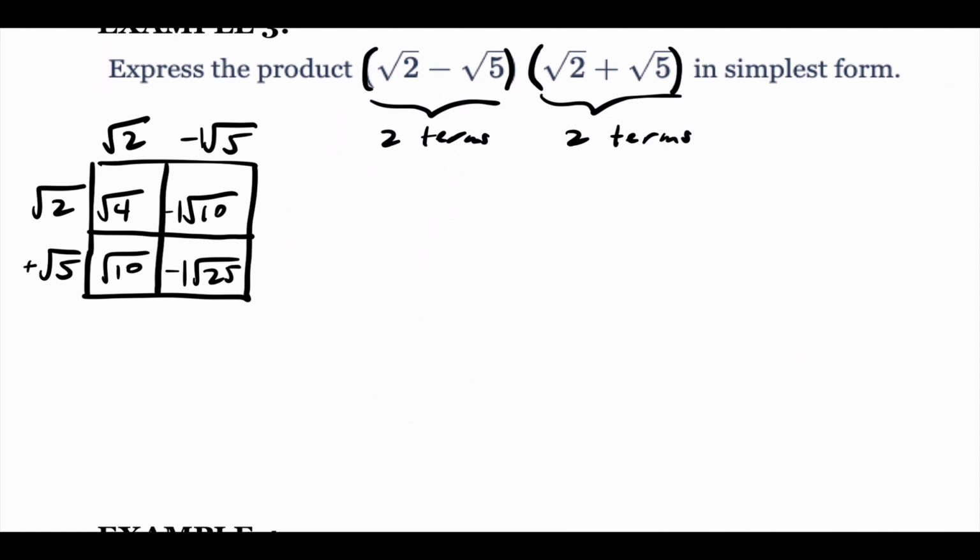Next step, write down what I have. So I have a square root of 4. I have a negative 1 square root of 10. I have a square root of 10. And I have a negative 1 square root of 25. Those are the 4 things I had from the box. Step 2, simplify if you can. Let's start with the first guy. What is the square root of 4? That's a regular number, right? So I'm going to change that to 2.